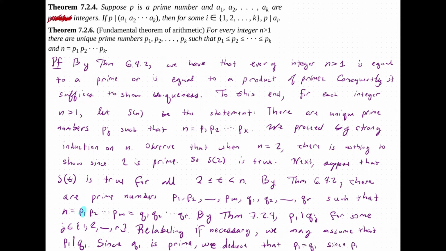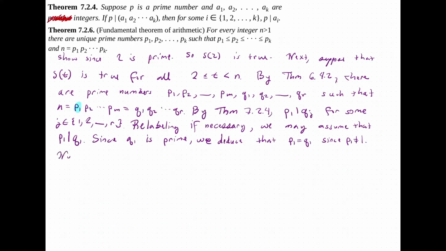Since P1 is not equal to 1, and P1 divides a prime number, the only numbers that divide a prime number are 1 and itself. So if P1 divides Q1, and since P1 is not equal to 1, it must be the case that Q1 is equal to P1. And so we got this here. The next thing we're going to do is divide both sides by P1.